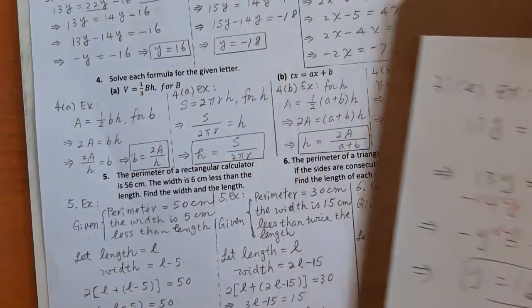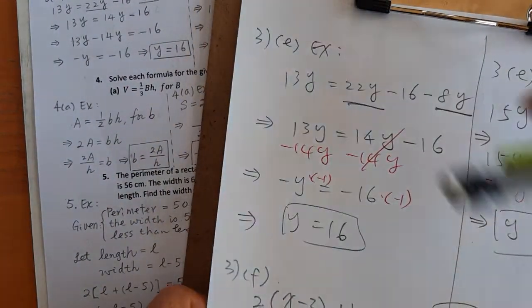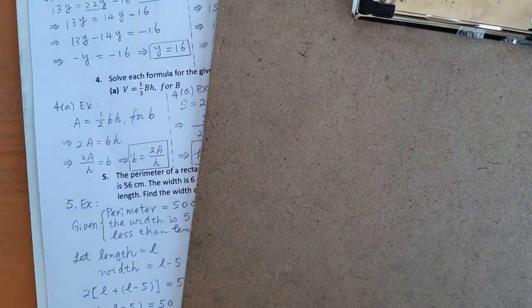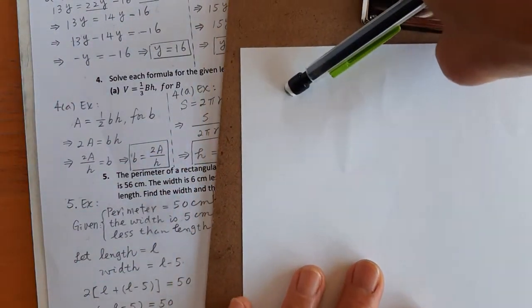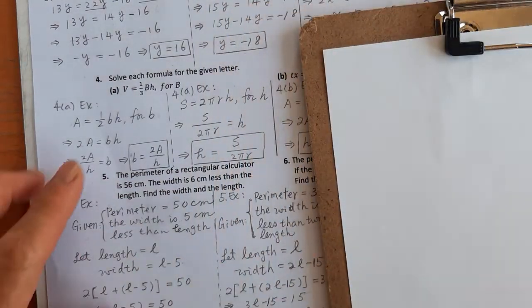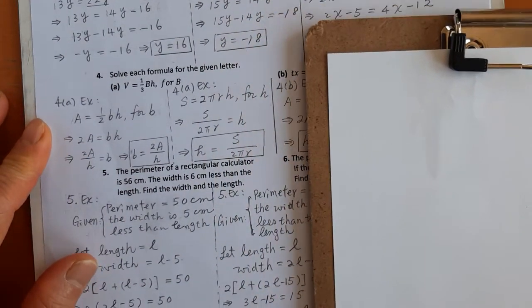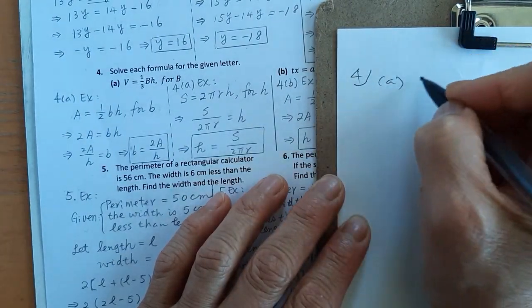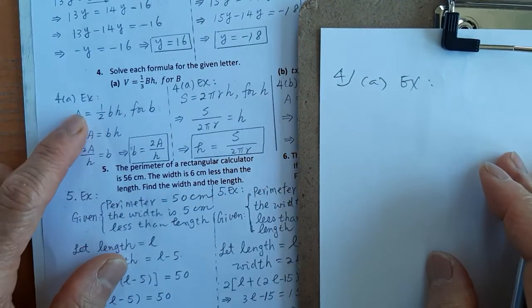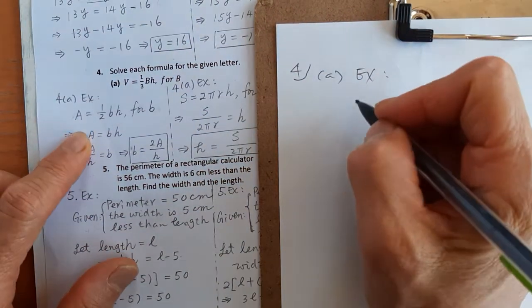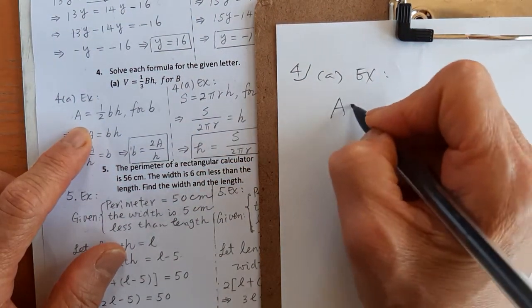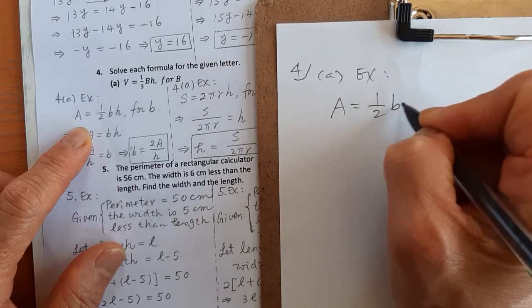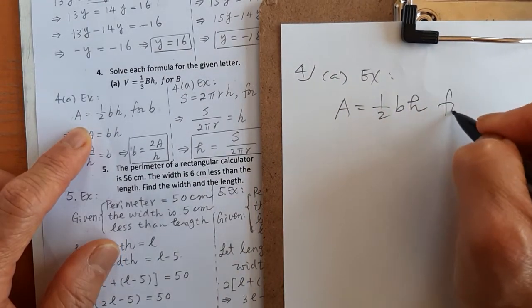Next one, question 4. Solve for... this we call literal equation. 4a example. Given this formula, area equals 1/2 base times height, and solve for b.